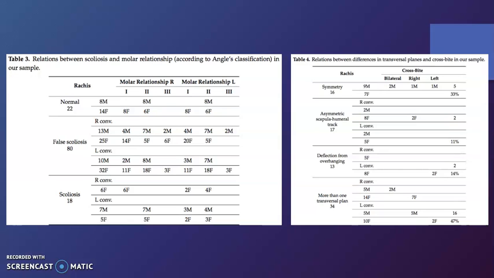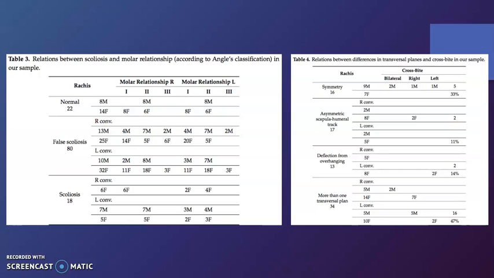In patients with false scoliosis and with structured scoliosis, there is a frequent discrepancy between the molar relationship of one side and the other. This is contrary to what we observed in patients without abnormality of the spine. Regarding the differences between one or more transversal planes, the most relevant result is the finding of a high frequency of crossbites in subjects with asymmetry of more than one transversal plane, which can be seen in Table 4.